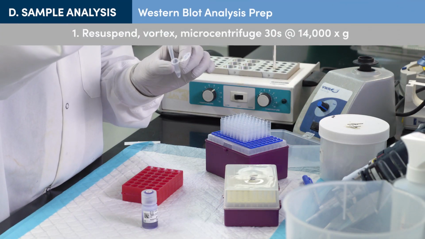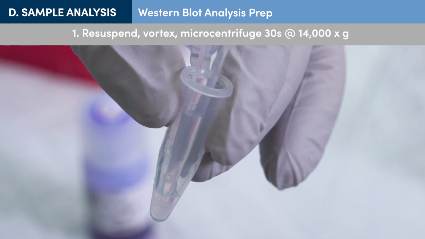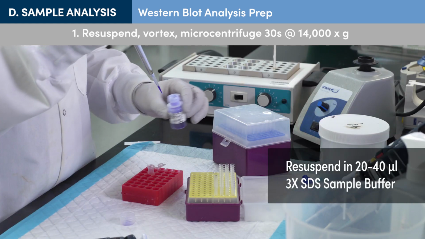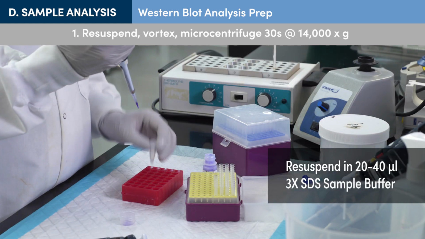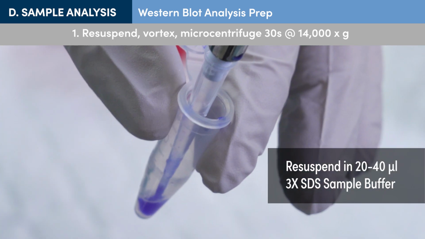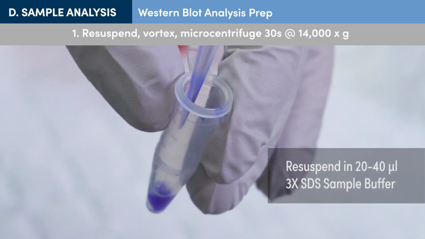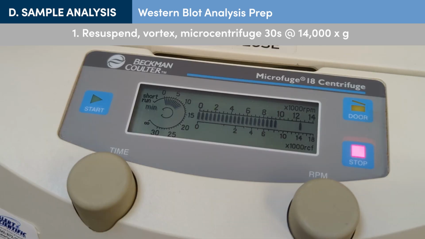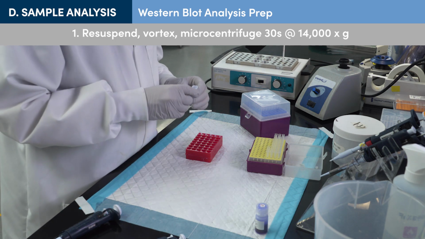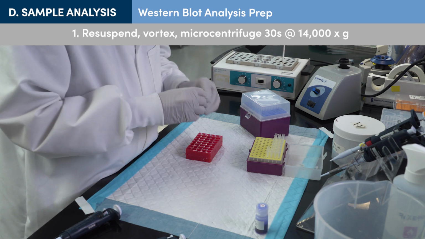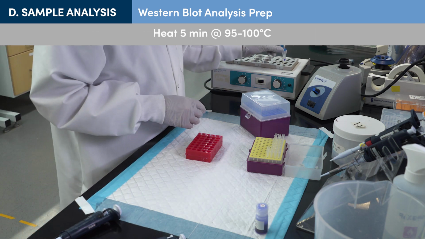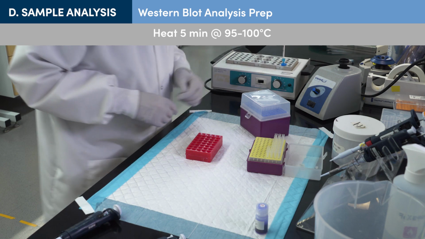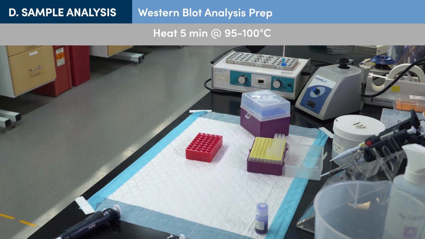For Western blot analysis, after removing the supernatant from the final bead pellet from section C, resuspend the bead pellet in 20 to 40 microliters of 3X SDS sample buffer. Vortex to mix, then centrifuge the tubes for 30 seconds at 14,000 g. Transfer to a SafeLock tube, a screw cap tube, or use a cap lid lock, and place tubes in a heat block and heat at 95 to 100 degrees for 5 minutes.